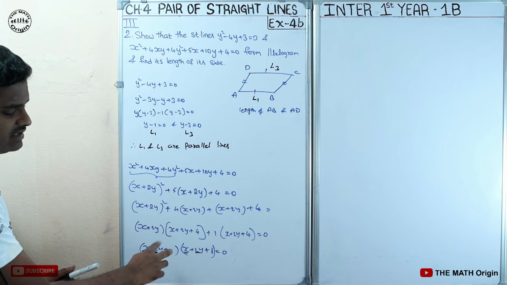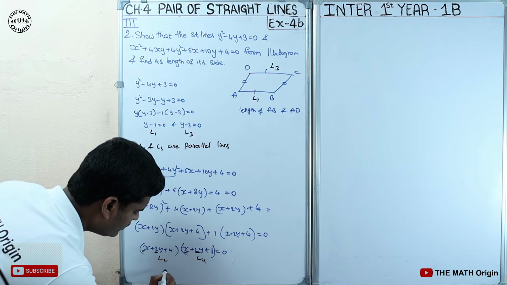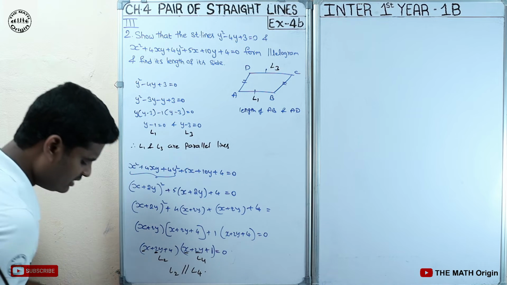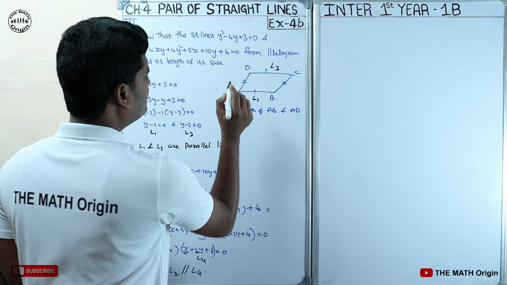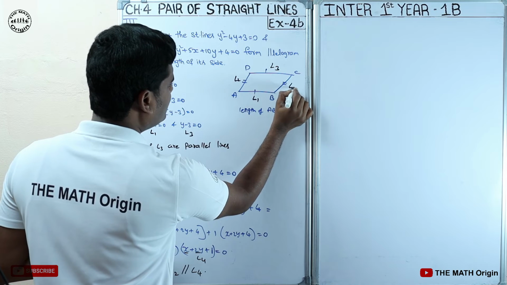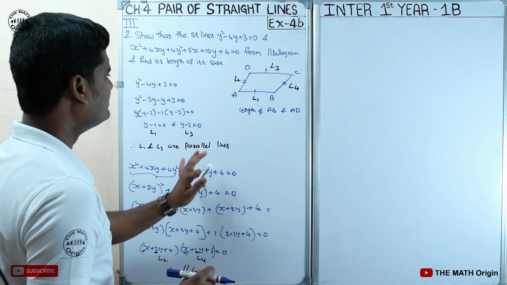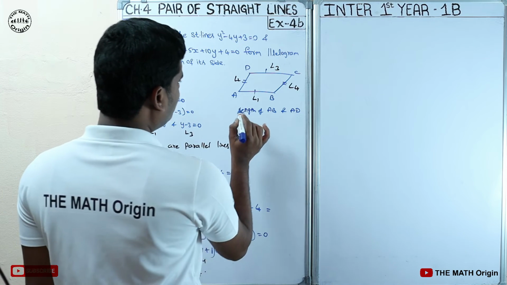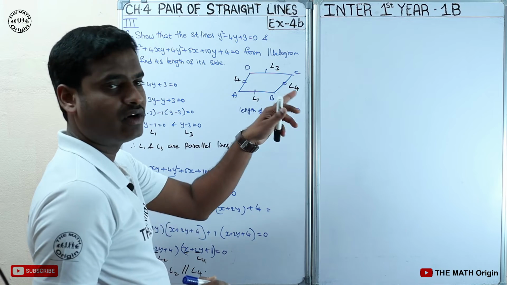Therefore, I can say these two, this is line L2 and this is line L4. L2 is parallel to L4 because the x, y coefficients are equal. Now I can say this as L2 and this as L4. It clearly states that these two lines are parallel lines. Now we got L1, L2, L3, L4, 4 lines.